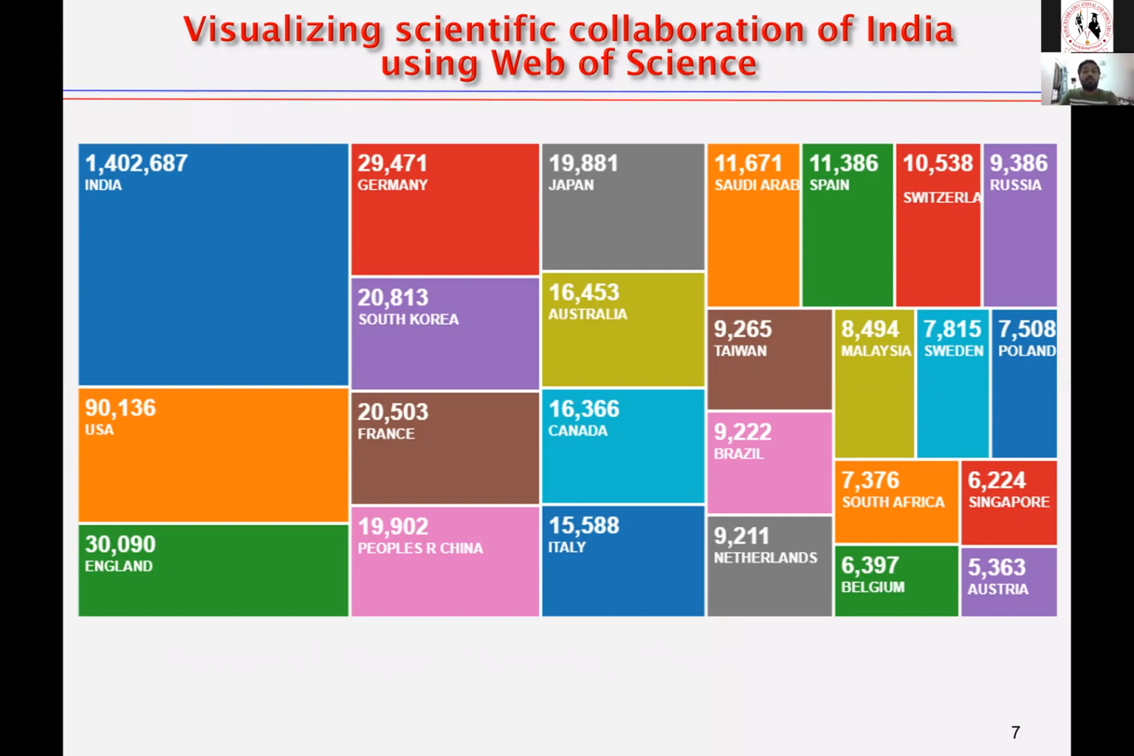And most of India's collaborations, you can see here, the leading country is America, the other one is UK, Germany, South Korea, France, China, Japan, Australia, Canada, Italy, Saudi Arabia, Spain, Switzerland, Russia, Taiwan, Brazil, Netherlands, Malaysia, Sweden, Holland, South Africa, Singapore, Belgium, and Austria. These are the top 25 countries.